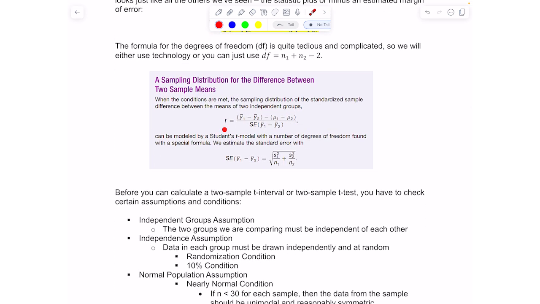Here we have our formula for calculating our t value, which is just, again, the value of our statistic, which is y bar 1 minus y bar 2. We're going to subtract mu1 minus mu2, which are our population means, and we're going to divide that by the standard error of the difference of the two means. And here is the standard error formula that we're going to use. Again, we don't know our population standard deviation, so instead we're going to use S, which is our sample standard deviations.